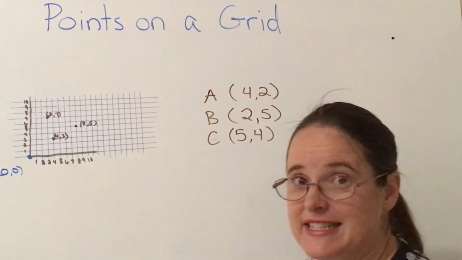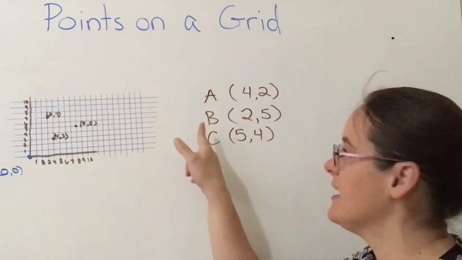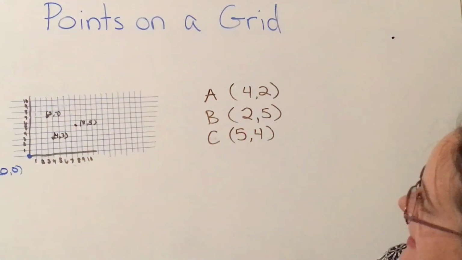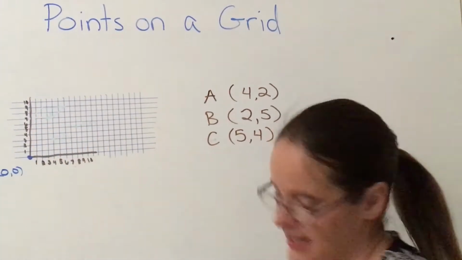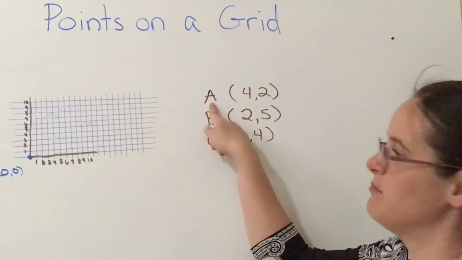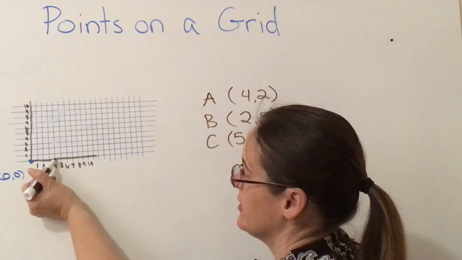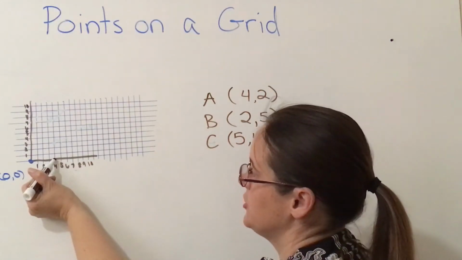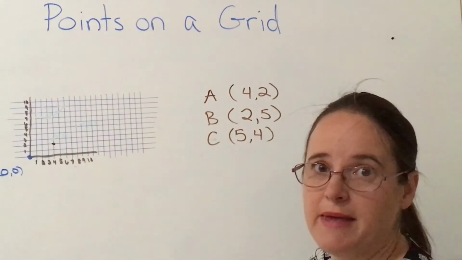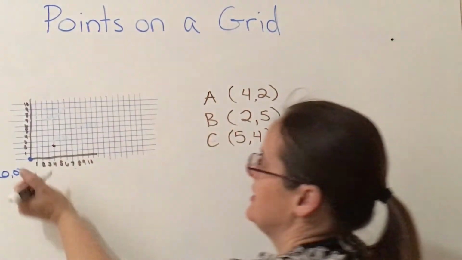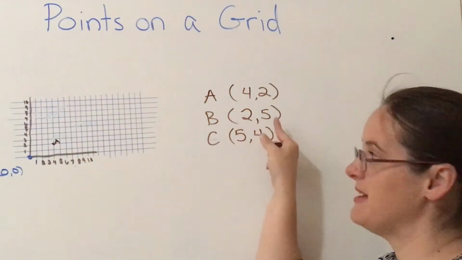So our first example is we are supposed to find these points and label them point A, point B, and point C. So let's get rid of those that are on the grid. And we're going to find point A, which is 4, 2. So I want to go over 4, it's right there, and then I'm going to go up 2. So 1, 2, and then right there on the intersection is where I make my point, and I'm going to label it point A.